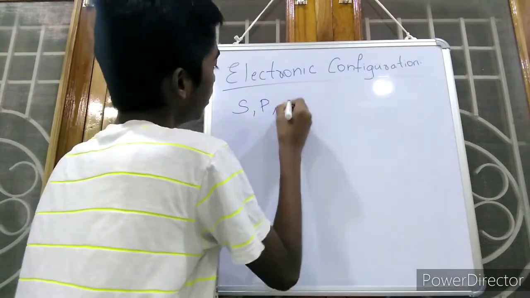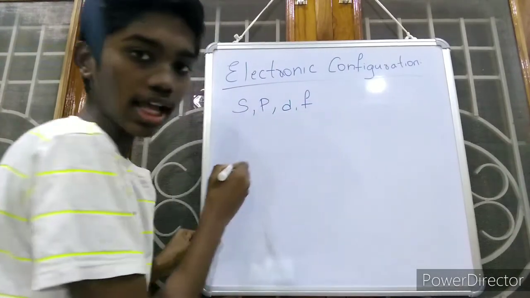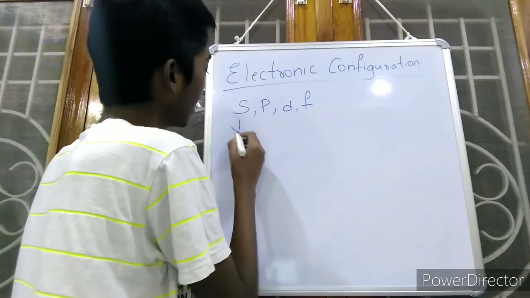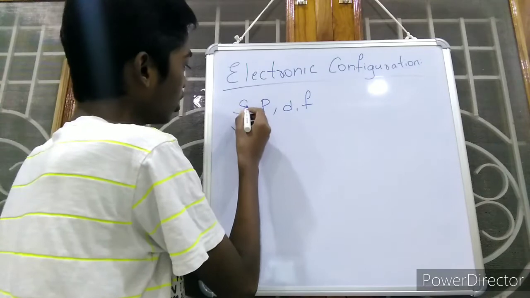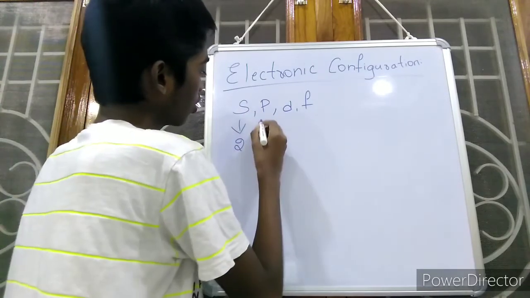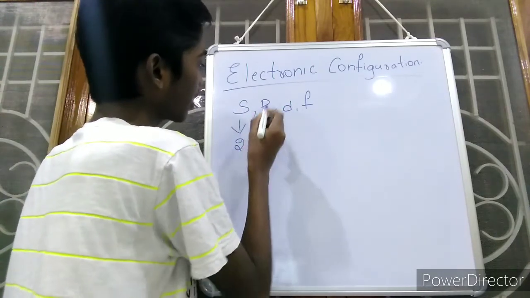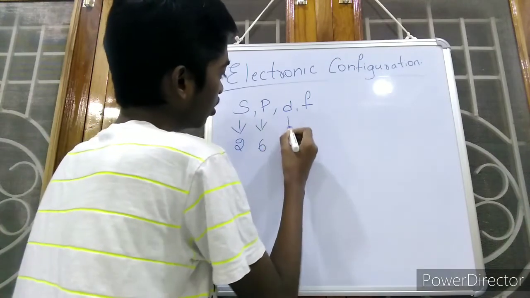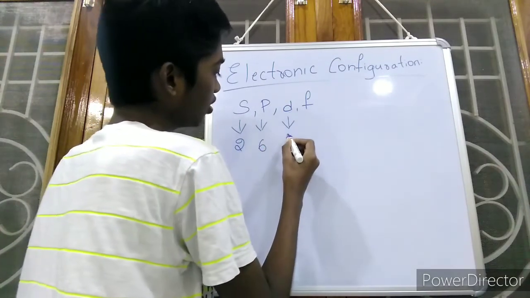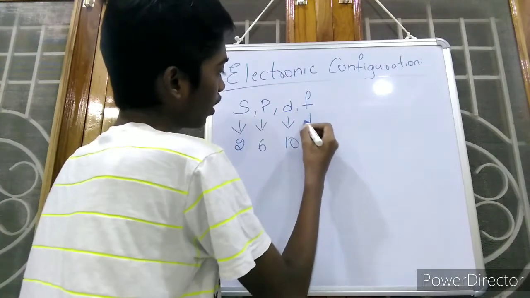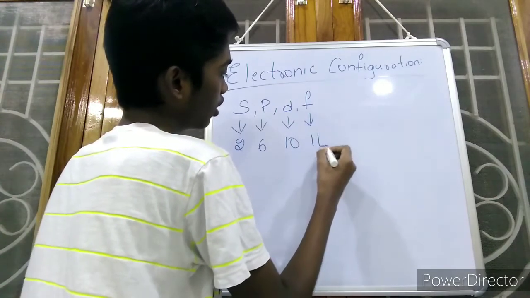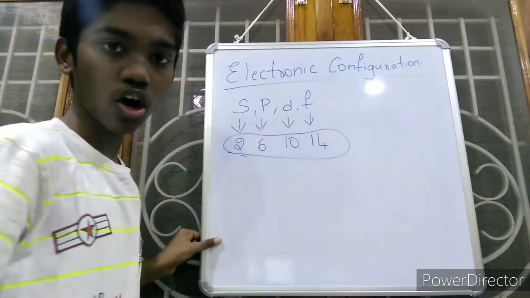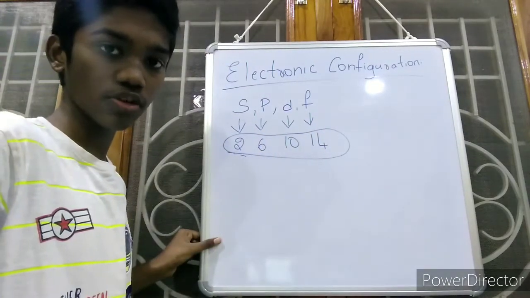S, P, D and F are called subshells or orbitals, and the capacity of holding electrons for orbital S is 2. The capacity of holding electrons for orbital P is 6, for orbital D is 10, and for orbital F is 14. So these are the capacities of the orbitals of holding electrons of an atom.